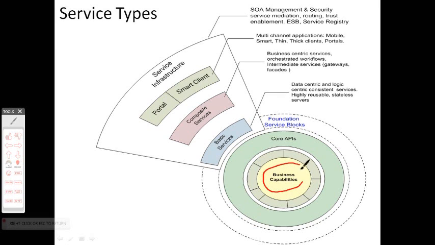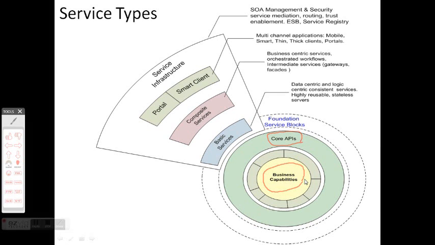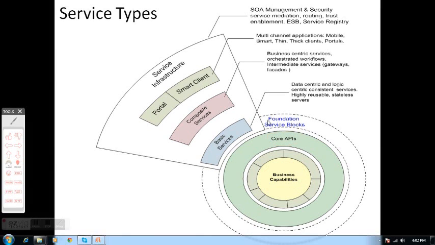Now, the biggest picture of everything that we discussed so far is illustrated in this picture that shows everything that we already discussed. First of all, let's look at it from inside out. Our organization has some business capabilities, for example, sales. Let's look at sales as a business capability.